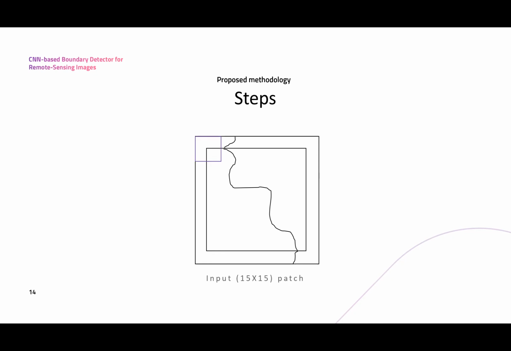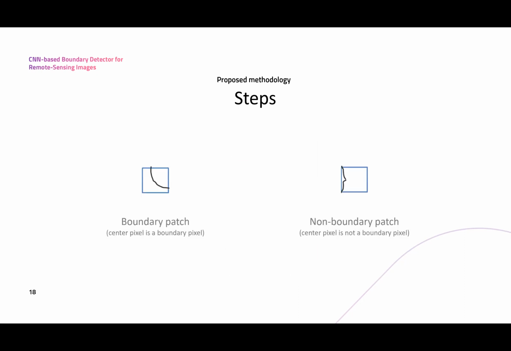And then we will have the patch, which is a 15 by 15 pixel patch. The input to the convolutional neural network is not the full image. It is rather a small patch of 15 by 15 pixels. The patch will move around the image until it reaches the end. And we repeat the same for each band.